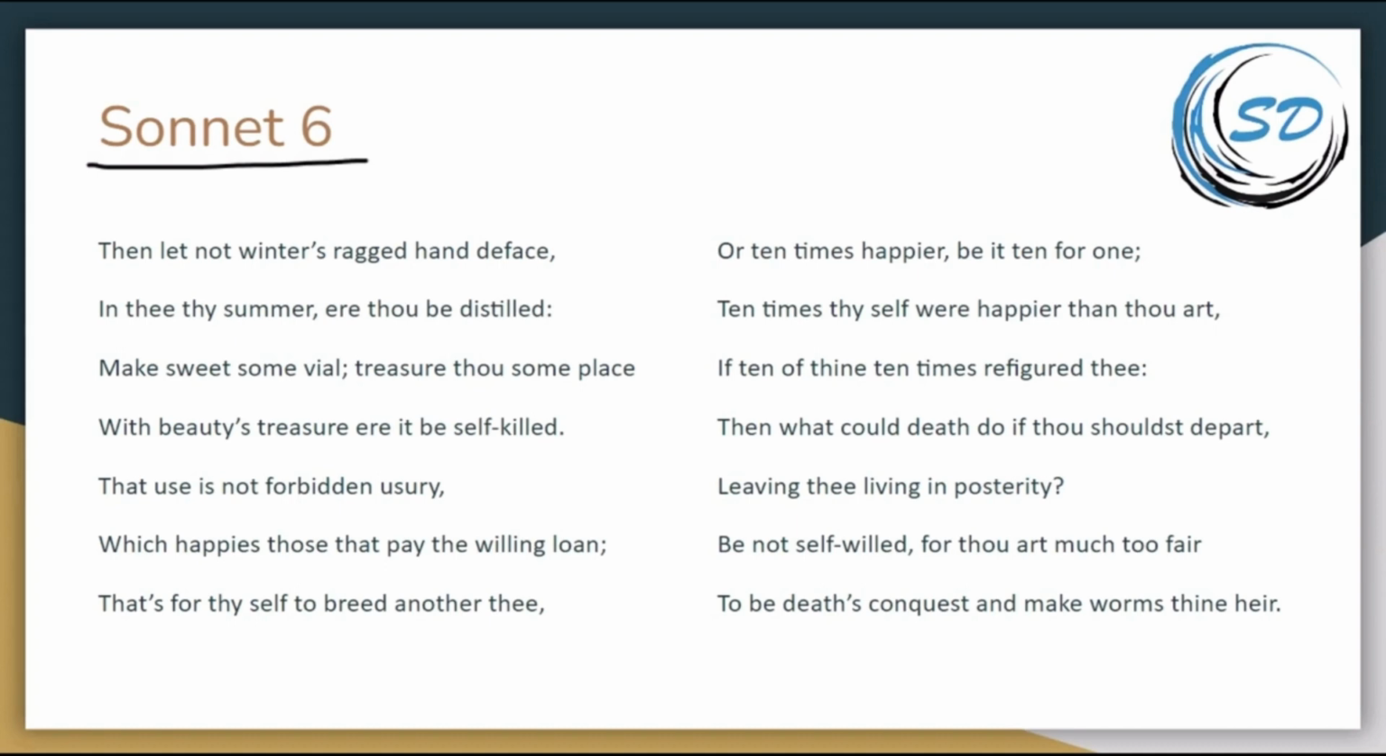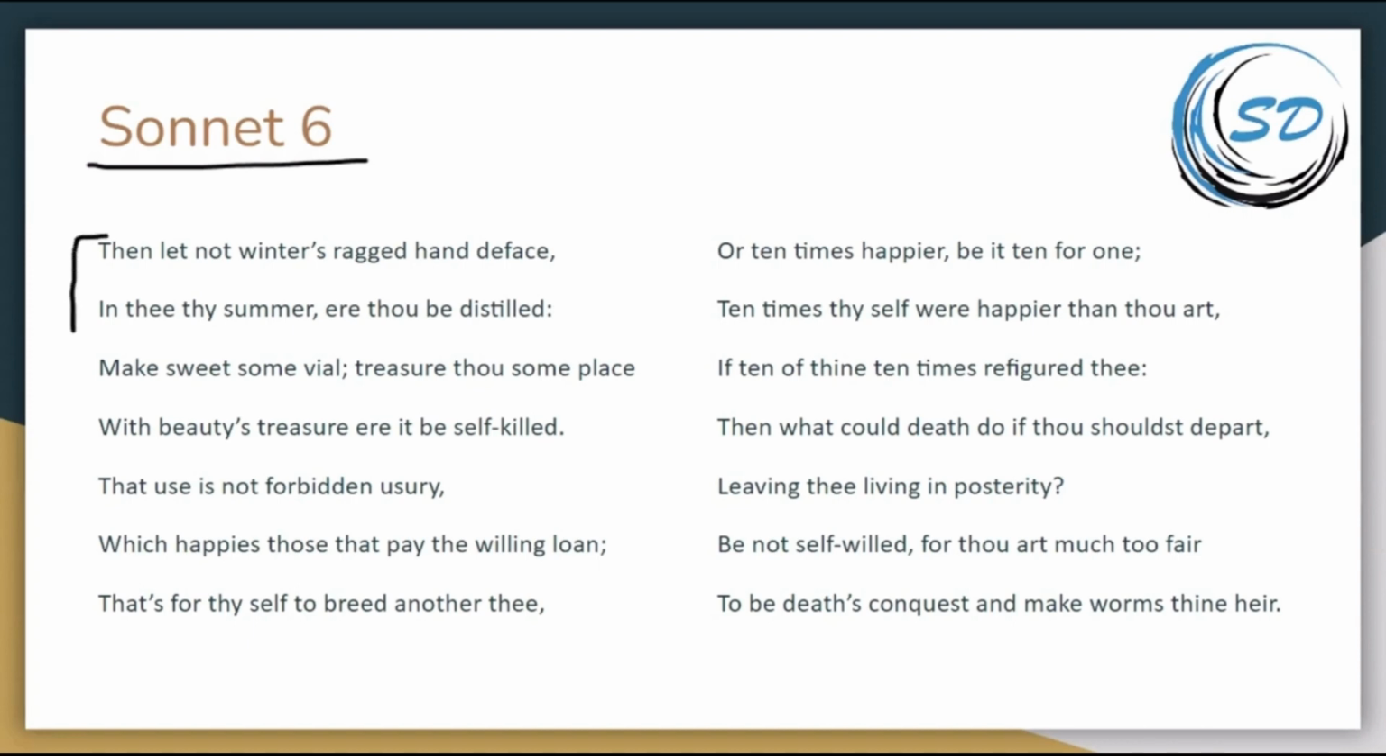Ten times thyself were happier than thou art, if ten of thine ten times refigured thee. Then what could death do if thou shouldst depart, leaving thee living in posterity? Be not self-willed, for thou art much too fair, to be death's conquest, and make worms thine heir.